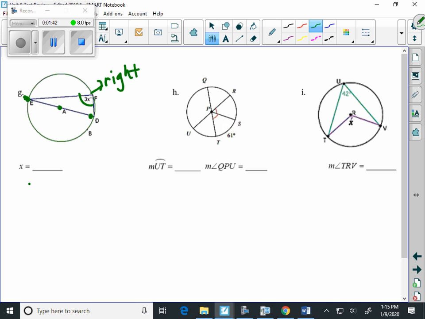Once we know that, we can say that 3x equals 90. We can divide both sides by 3, and when we do, we get our value of x, which is 30.